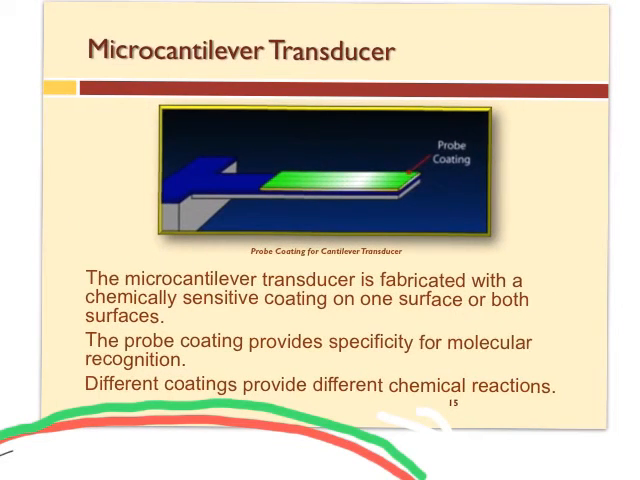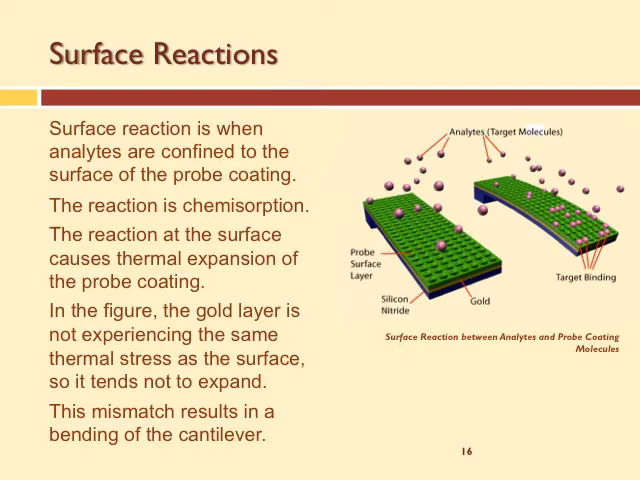All right. So you can put a probe coating on a cantilever. It's sensitive to a certain chemistry, a certain environment, and then you can look for a change in the bending of it, and you know if you've detected something. Okay? That's what it's showing you. So here's another example.